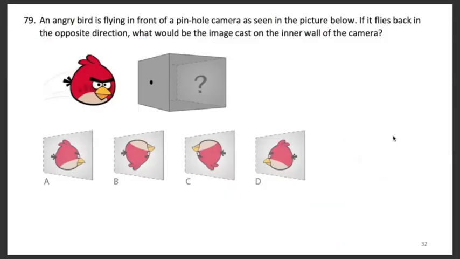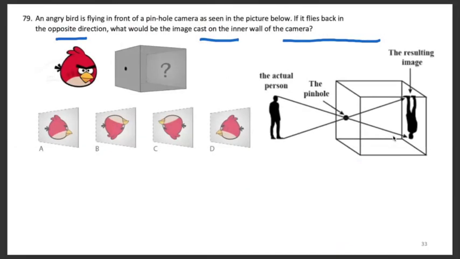An angry bird is flying in front of a pinhole camera as shown in the figure. If it flies back in the opposite direction, what will be the image cast on the inner wall of the camera? In this case, when you look at it from the pinhole camera, if this person is facing in this direction, then in the pinhole camera, that person will be rotated and will be looking in the opposite direction. So that's how the resultant figure gets formed.